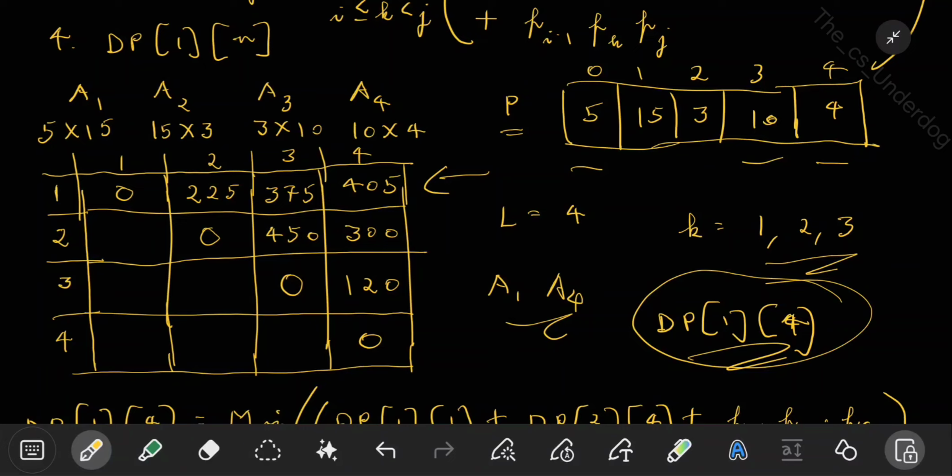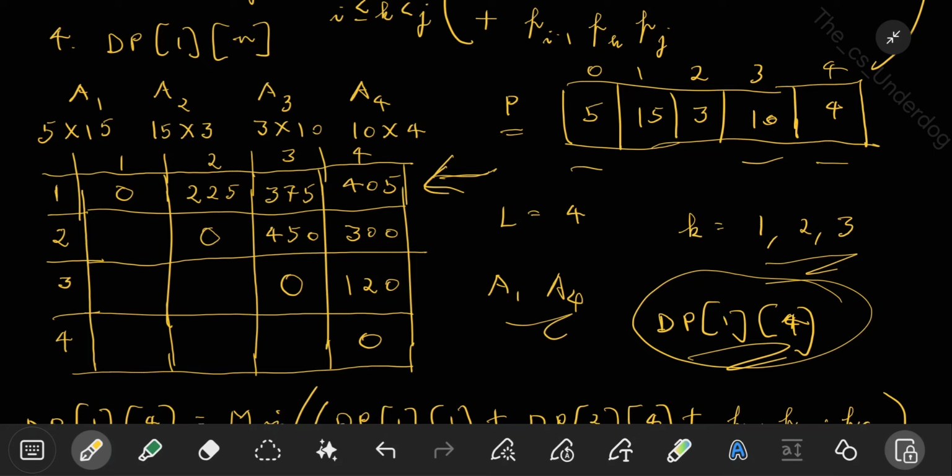Depending on the dimensions, it will change. So for these four matrices, you cannot multiply these with fewer than 405 scalar multiplications. This is what it means. So this was a complete illustration of matrix chain multiplication. How can you multiply these matrices, which is a sequence of matrices, and what is the best way of parenthesization?